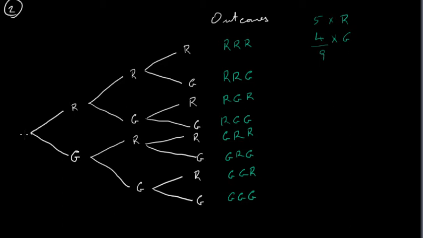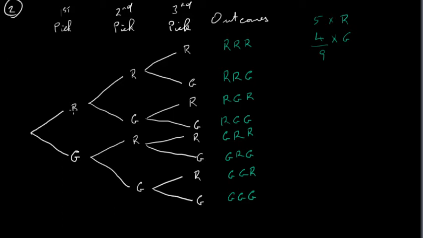So let's have a look here. This is our first pick here. This is our second pick here. And this is our third pick here. First pick, second pick, third pick. Okay, so let's have a look at the probabilities here. I'll fill in all of these probabilities along here.